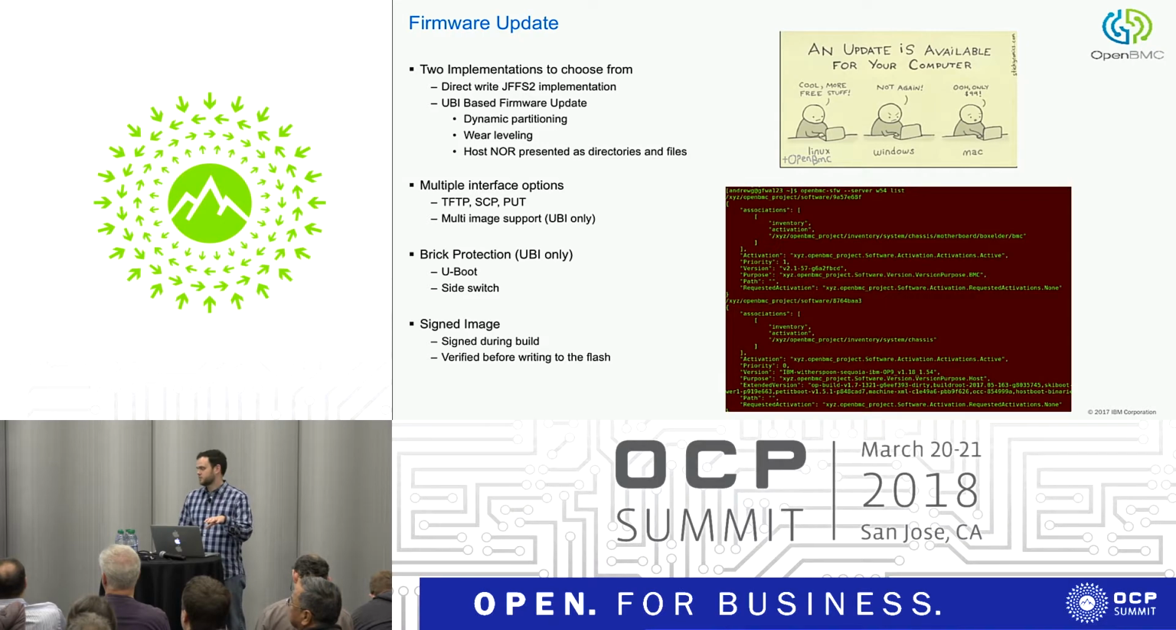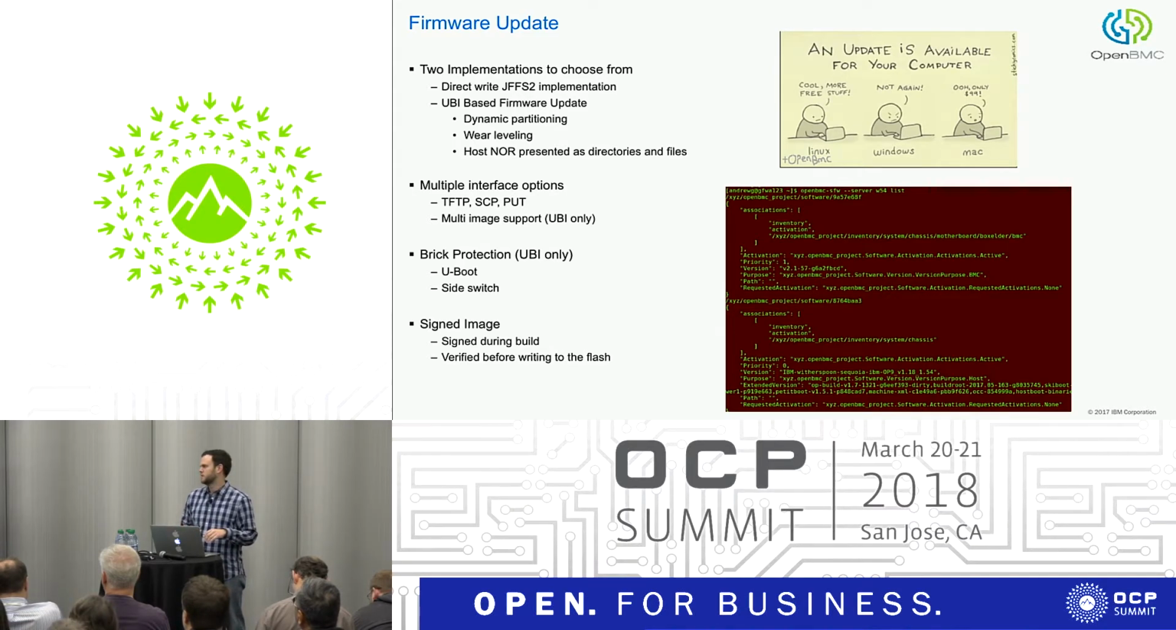Both of the code update implementations support TFTP. You can just SCP the image over and run some scripts, or there's also a REST API to put them over there. The UBI one is the only one that has real multi-image support, where you could have multiple BMC images and choose one to activate.